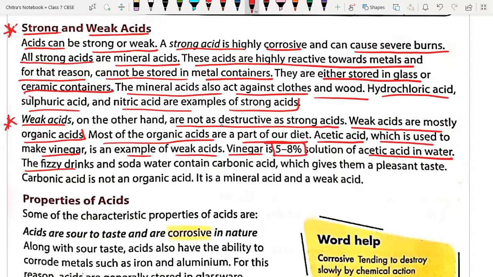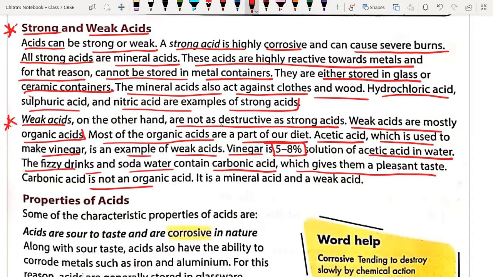The fizzy drinks and the soda water contain carbonic acid, which gives them the pleasant taste. Suppose you are having soda or Coke or Pepsi or Sprite, whatever cold drinks we have in the market. If you taste them, there is some different taste being filled by us. That's due to the carbonic acid.